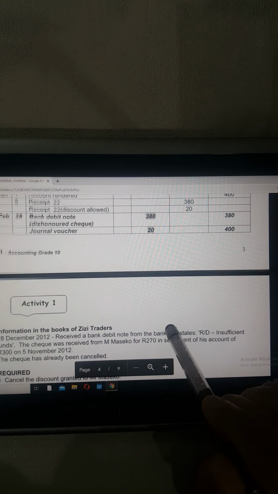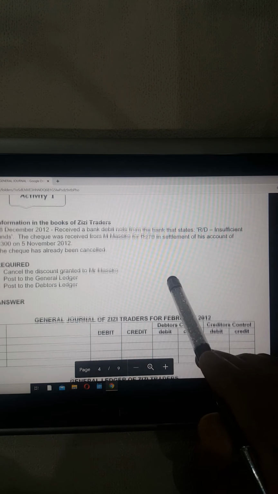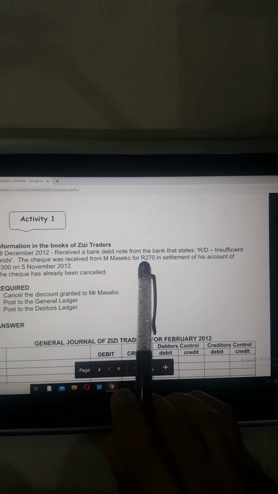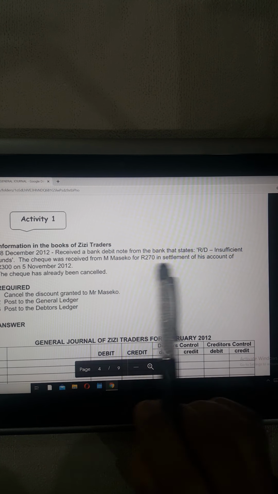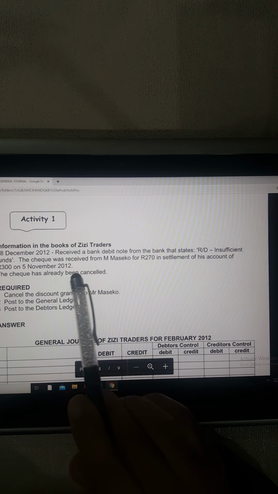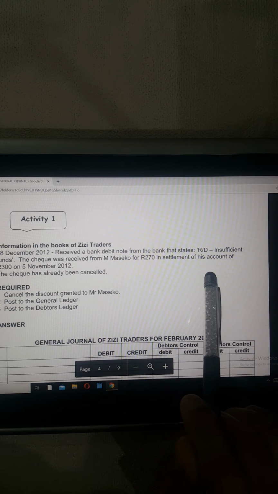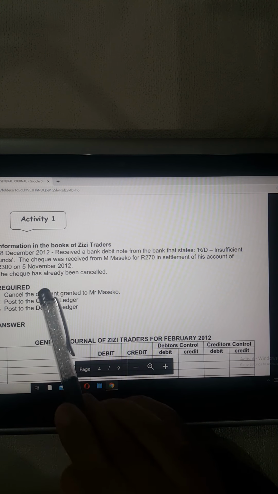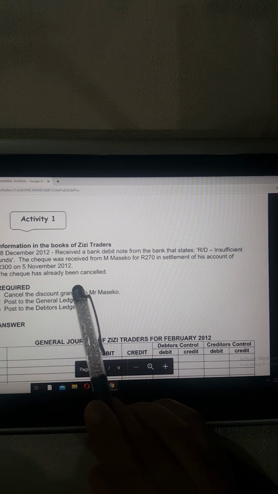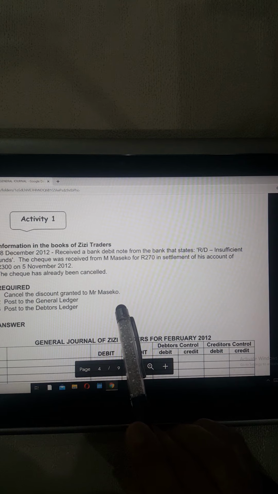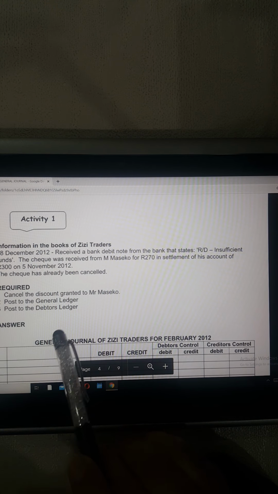Now let's look at activity 1. Information in the books of ZZ Traders: on the 28th of December, received a bank debit note from the bank that says RD or insufficient funds. The check was received from M. Maseko for 270 Rand in settlement of his account of 300 Rand, and the check has already been cancelled. Cancel the discount granted to M. Maseko, posted to the general ledger and the debtor's ledger.